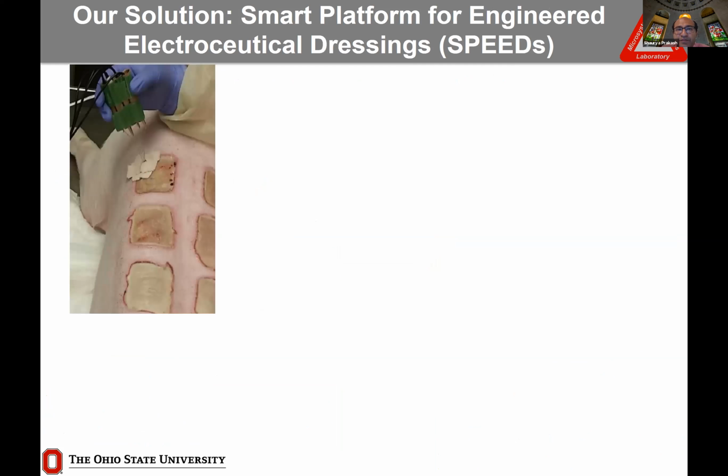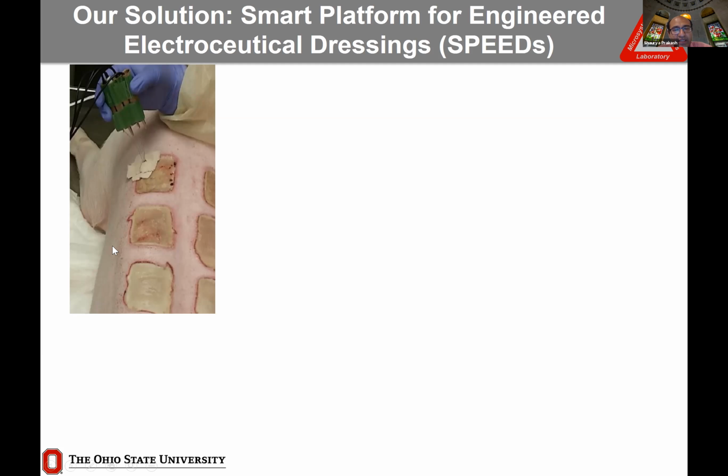So here's our solution, right? Given these problems, my lab came up with this idea of what we call SPEEDS, because we do find that it heals wounds faster. It's a smart platform because we have several sensing capabilities on it, and it's an electroceutical dressing. So electroceutical, analogous to pharmaceutical, uses electrical signals instead of any kind of pharma-based or drug-based approaches to heal wounds. What you're seeing in the picture here is the back of a pig.